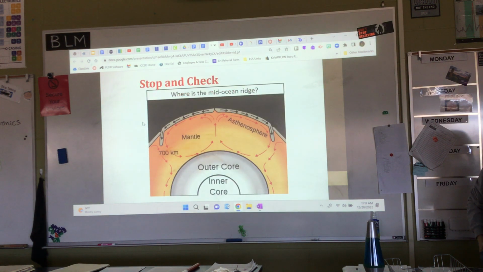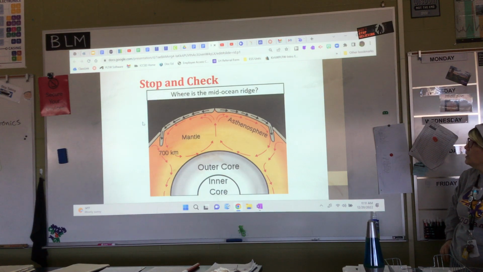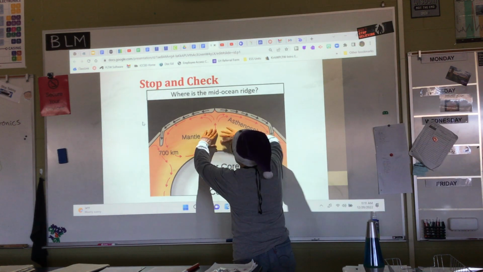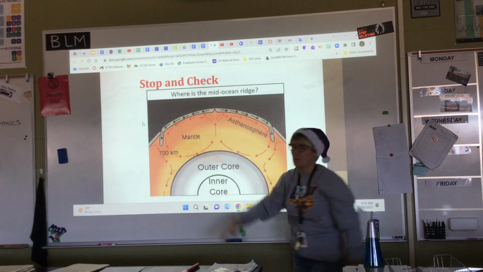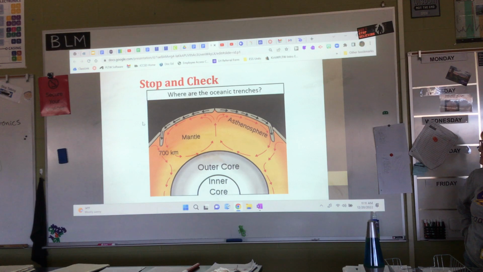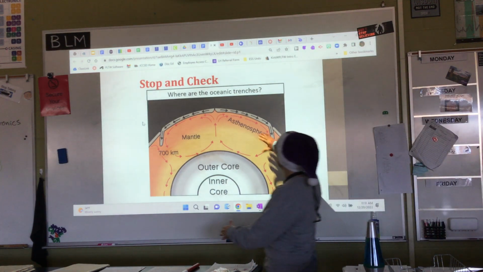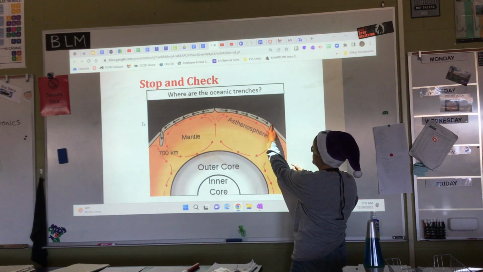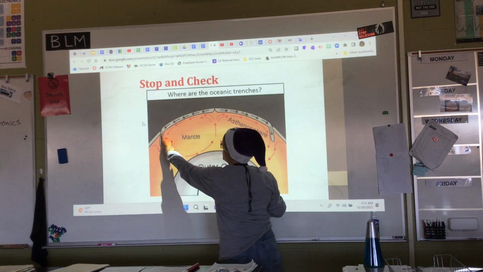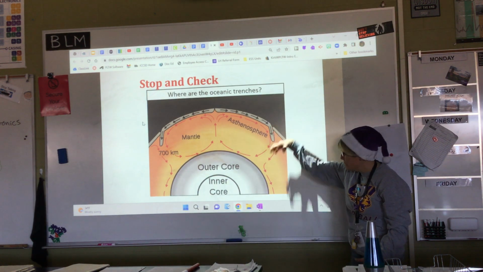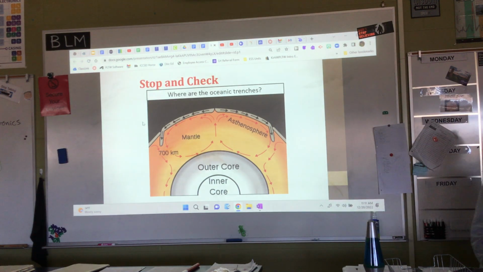All right, so then stop and check. Where in this picture is the mid-ocean ridge? In the middle, that's right. This is the mid-ocean ridge right here, where we've got some upwelling. We've got that ridge being pushed apart. All right, where are the ocean trenches? On the edges. You can see that this slab is being pulled under in this little V shape right here. This is a trench, and this is a trench, which looks like nothing, right? But imagine like 35,000 feet into the crust.